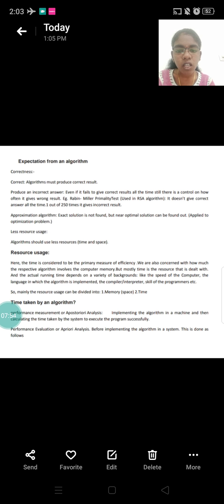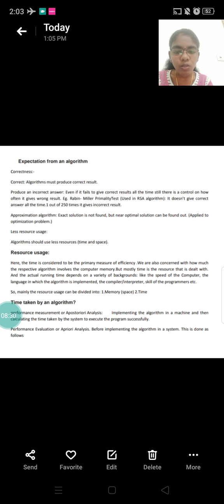Less resource use: an algorithm should use fewer resources, time and space. Resource use: here time is considered to be the primary measure of efficiency. We are also concerned with how much computer memory the respective algorithm involves, but mostly time is the resource that is dealt with. The actual running time depends on a variety of factors like the speed of the computer, the language in which the algorithm is implemented, the compiler, interpreter, skill of the programmer, etc.